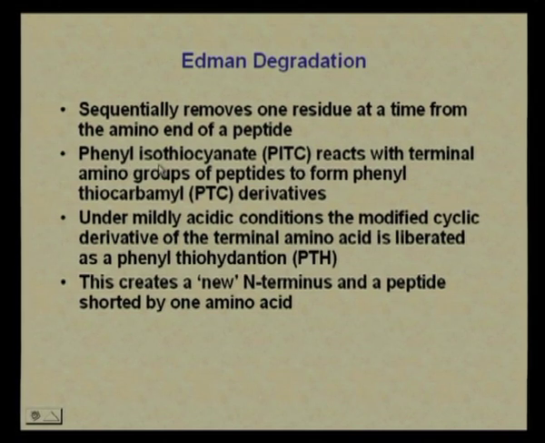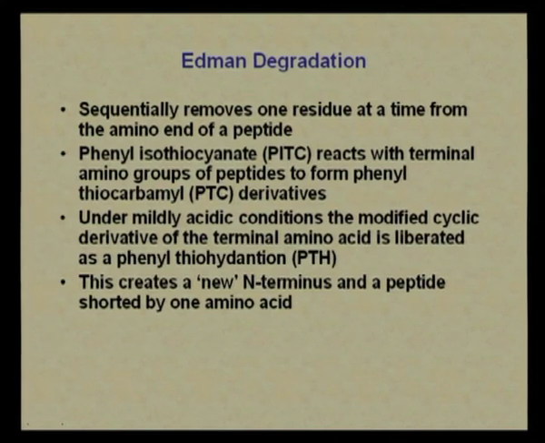PITC is phenyl isothiocyanate, okay, that reacts with the terminal amino groups of peptides to form what are called PTC derivatives, okay. But all you need to know is what we are doing with Edman degradation is we are just chopping off the N terminal end every time, not the C terminal. If we go to the C terminal, it is a different thing altogether, okay.